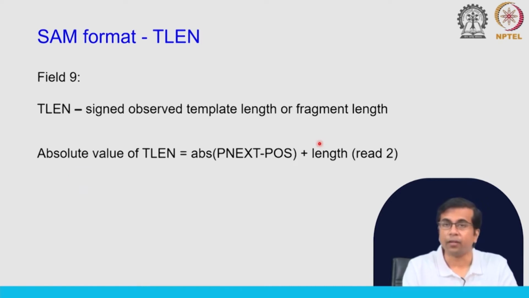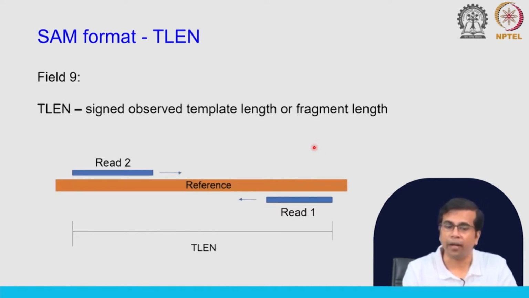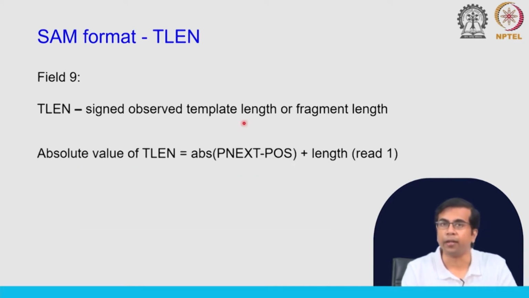In case this is interchanged and you have read 2 upstream of read 1, then it will be replaced by the length of read 1. So, this part remains the same: absolute PNEXT minus POS plus the length of read 1. Now, in case of Illumina, if you are working with read 1 and read 2 data of the same length, then it does not matter; you can use either. But also be careful: if you are working with trimmed data, the lengths of read 1 and read 2 may not be the same. In that case you have to check carefully.